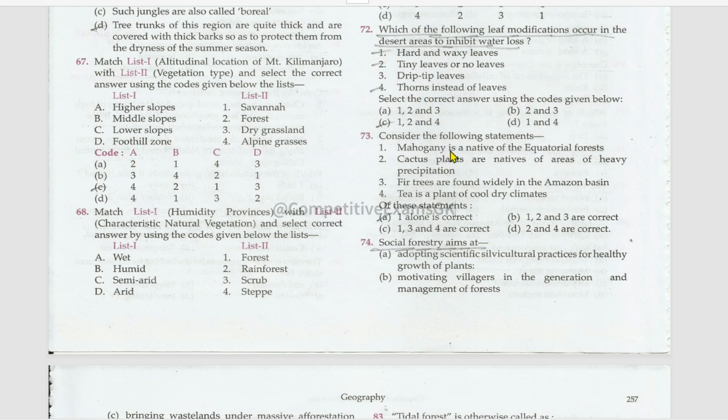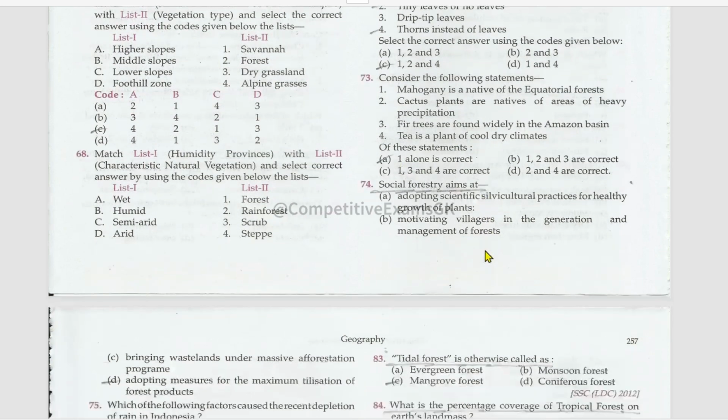Consider the following statements. Mahogany is a native of the equatorial forest, true. Cactus plants are natives of areas of heavy precipitation, no, false. Fir trees are found widely in the Amazon basin, no. Tea is the plant of cool dry climates, no, false. Sorry. Only one is the correct option. Next, social forestry aims at adopting measures for the maximum utilization of forest products.